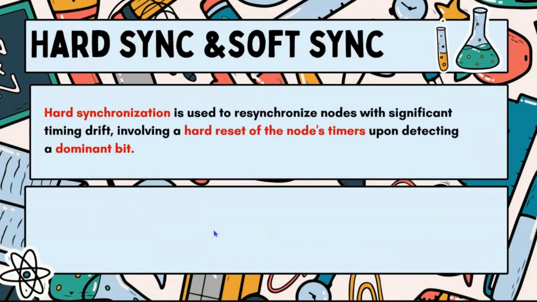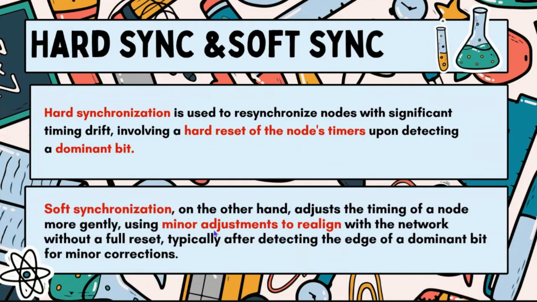What is hard synchronization and soft synchronization? Hard synchronization is used to resynchronize the node with significant timing drifts, involving a hard reset of the node's timer upon detecting a dominant bit. Soft synchronization, on the other hand, adjusts the timing of the node more gently, using minor adjustments to realign with the network without a full reset, typically after detecting the edge of the dominant bit, for minor corrections.